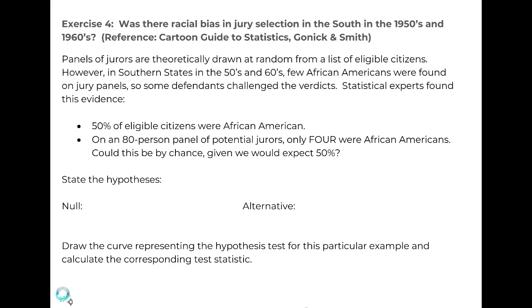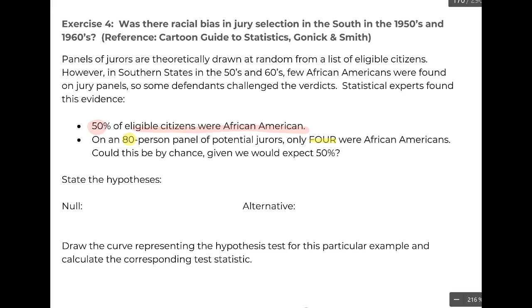Panels of jurors are theoretically drawn at random from a list of eligible citizens. However, in the 50s and 60s, few African Americans are found on jury panels, so some defendants challenge the verdicts. So here's some of the statistical evidence that was found. We have two pieces of information here. One, 50% of eligible citizens were African American, and two, on an 80-person panel of potential jurors, only 4 were African American. Could this be by chance, given that we would expect 50%?